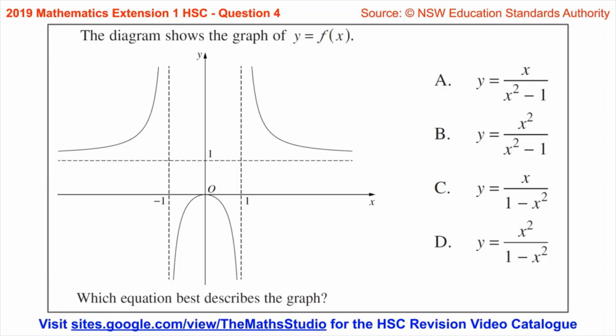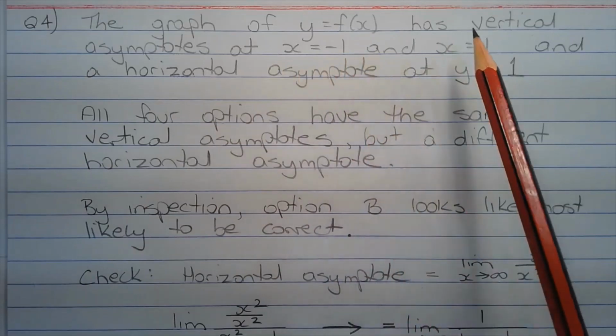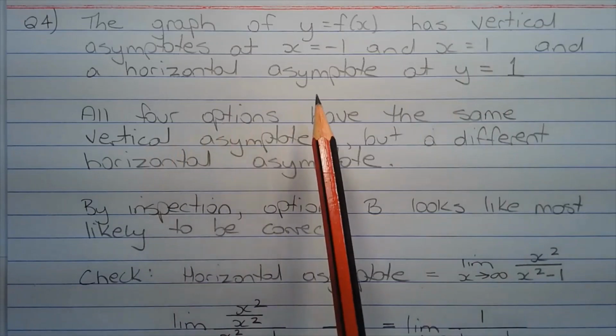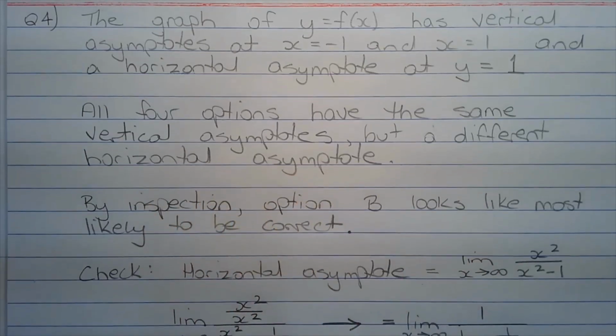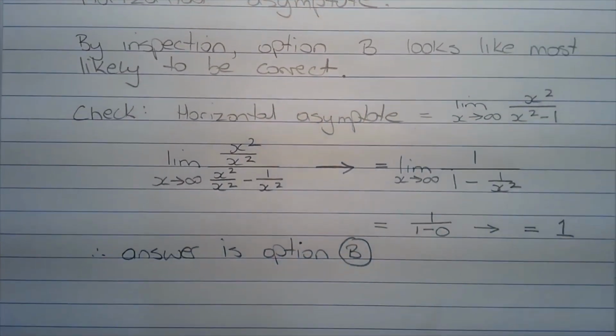Question 4. The diagram shows the graph of y equals f of x. Which equation best describes the graph? The graph of y equals f of x has vertical asymptotes at x equals -1 and x equals 1, and a horizontal asymptote at y equals 1. Now, all four options have the same vertical asymptotes, but a different horizontal asymptote. By inspection, option B looks most likely to be correct.